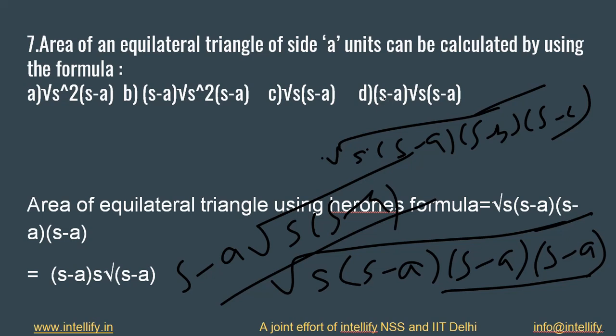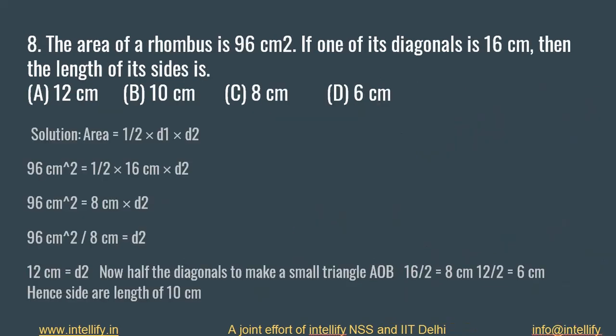So I guess option D matches with our answer, and this will be the answer. Let us jump on to the next question. We have the area of a rhombus is 96 centimeter square. If one of its diagonals is 16 centimeter, then the length of its side is.